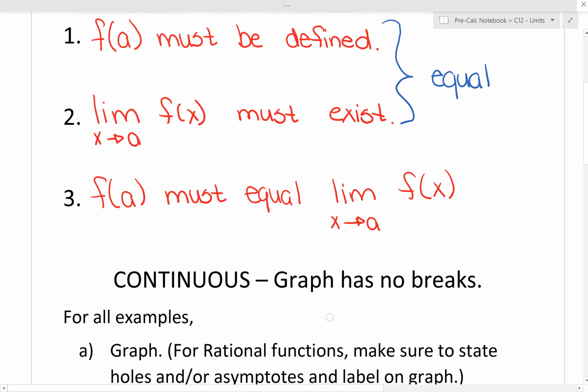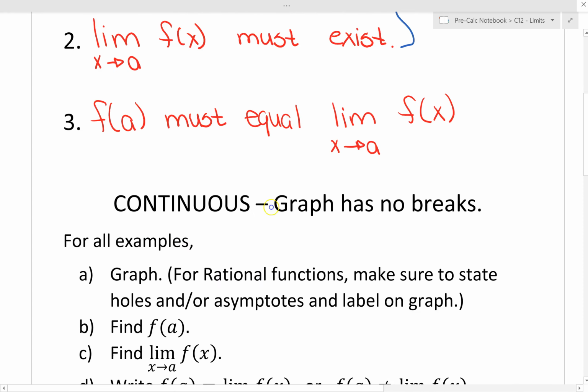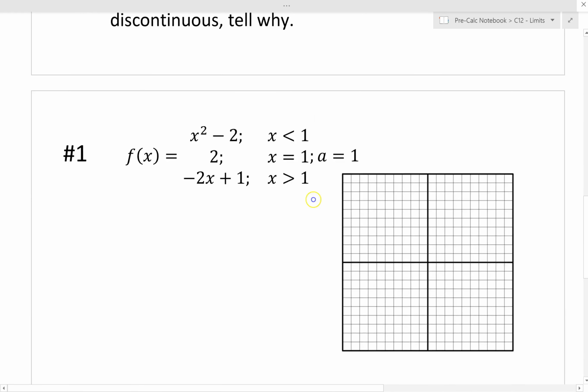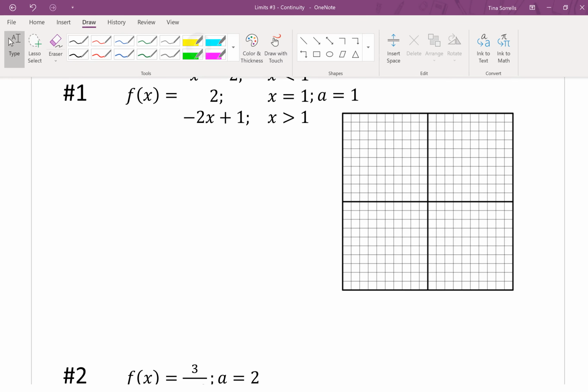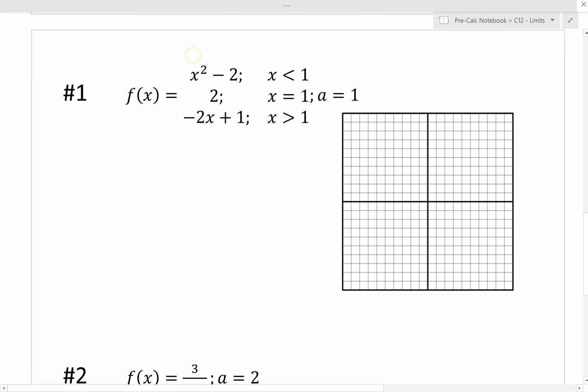And of course, we're always going to go back to these three definitions. So let's go look at the first one. So the first one we're going to do is a piecewise. So we have to graph this first. For this one, I actually want to start in the middle because I know you guys struggle still a little bit with piecewise.